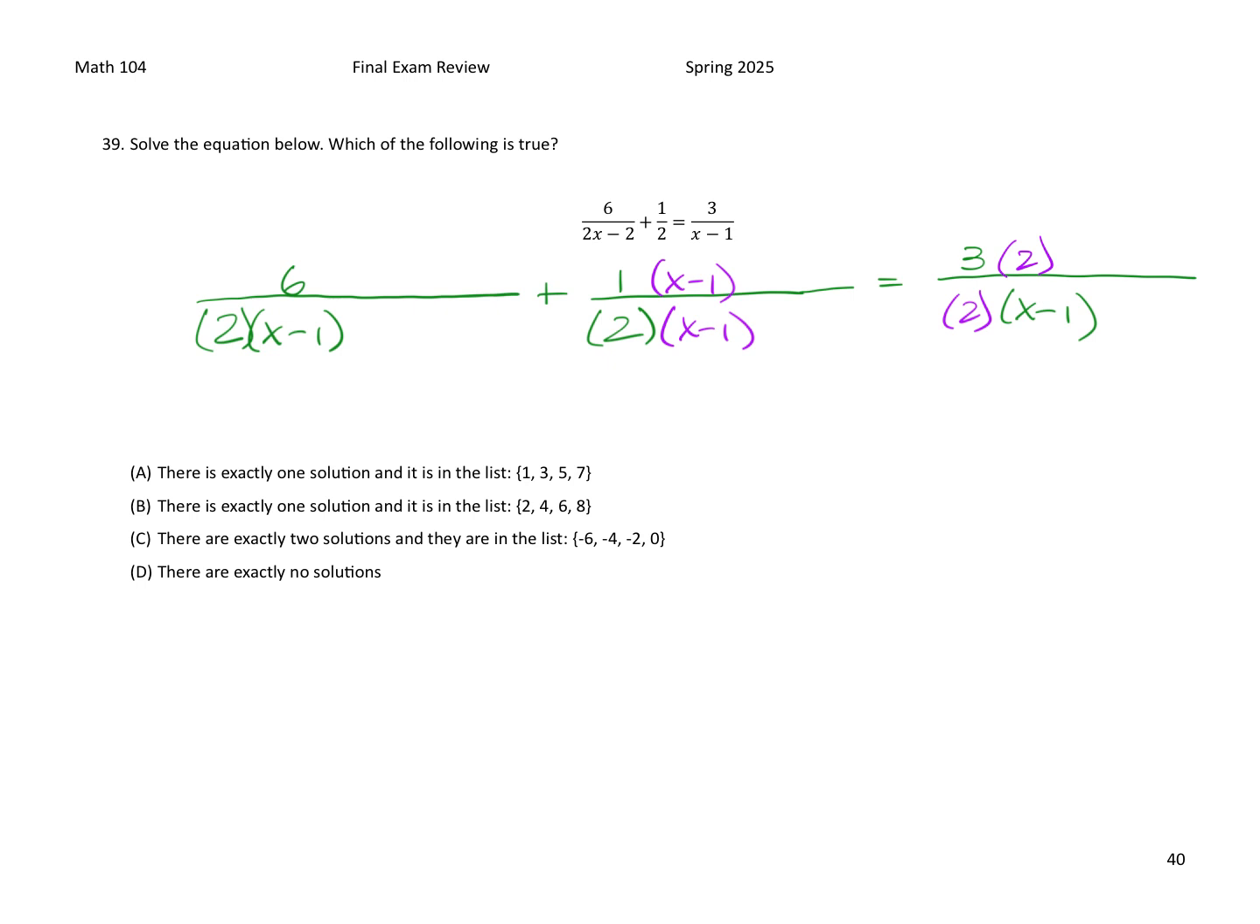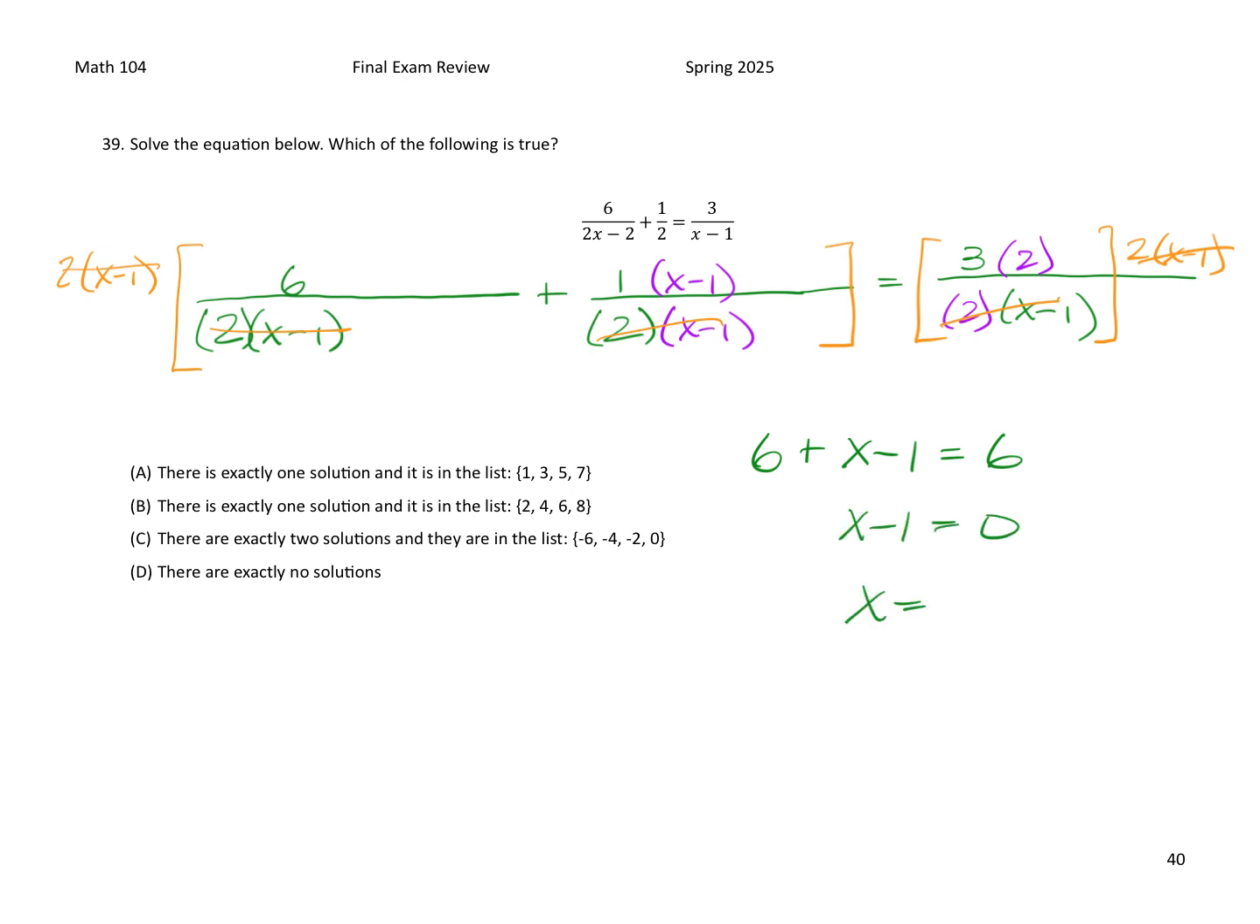And now that they all have the exact same denominator, I can multiply both sides by that common denominator, and that will have the effect of canceling all the denominators. Okay, so all my denominators cancel now, and I am left with 6 plus x minus 1 equals 6. So x minus 1 equals 0, so x equals 1.